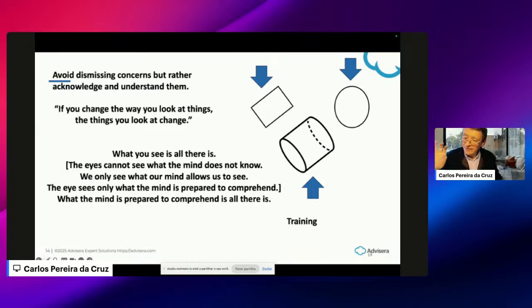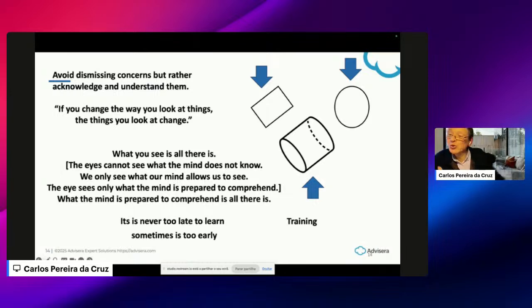This means training is very important, because if the mind is not prepared to comprehend, the person cannot see. In my country, we have this saying: it's never too late to learn, but sometimes it's too early. Sometimes we don't understand. And that's why I think awareness is very important.